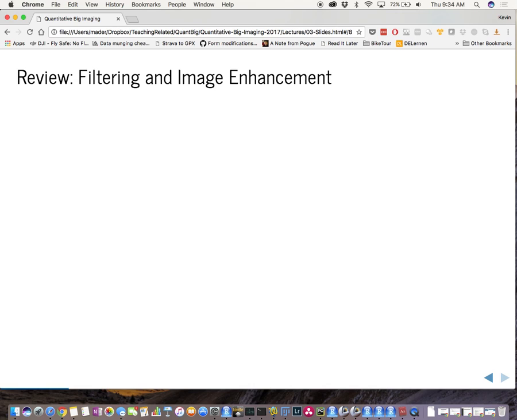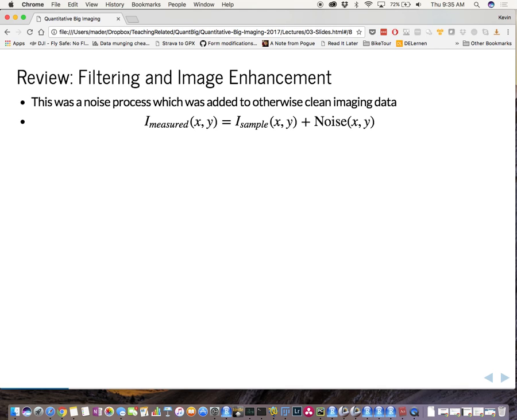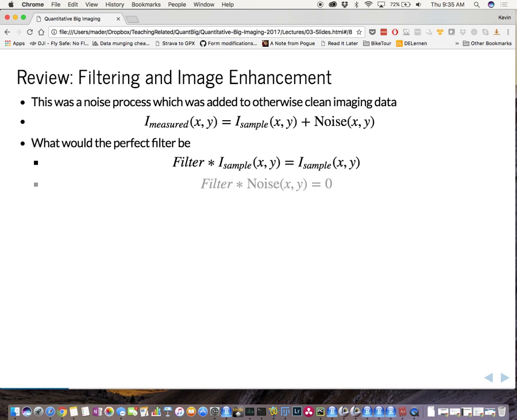So to briefly review the ideas of filtering enhancement from two lectures ago, we basically have this idea where we measure something, and this measurement consists of what we were originally interested in, and then some sort of noise. And if we had a perfect filter or a perfect image enhancement approach, we would apply this to our sample, and it would give us exactly the same information out. And so if you put in a good signal, you get a good value out. It doesn't damage your input signal at all. And when you apply it to noise, it then makes it go to 0.